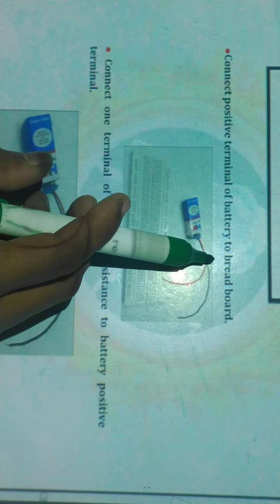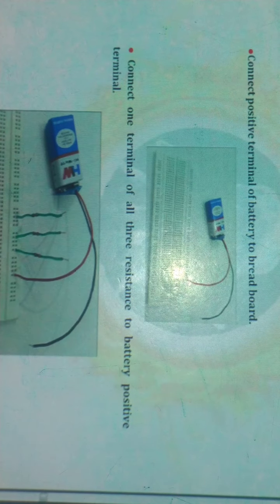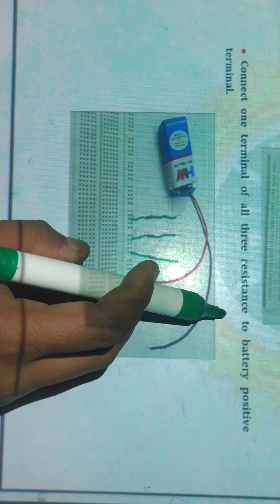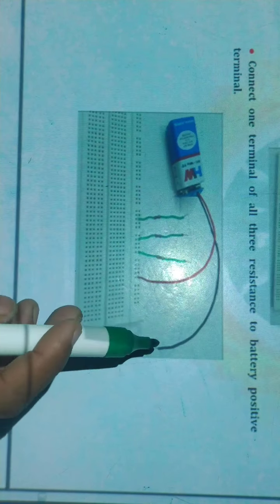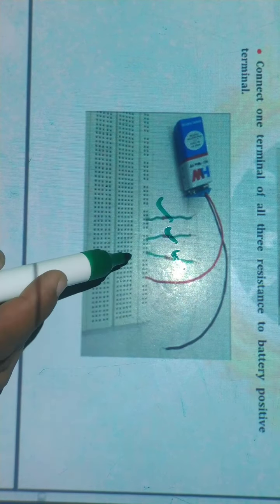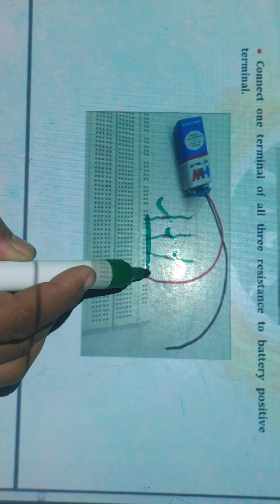Connect the positive terminal of the battery to the breadboard. Make the connection like this. Okay, if the picture is not clear, then take the help of your manual. Everyone has your manual, so read it carefully. Connect one terminal of the three resistances to the battery positive terminal. Take all three resistances together and connect all one terminals of all resistances together with the battery positive terminal. Okay, make the connection like this.